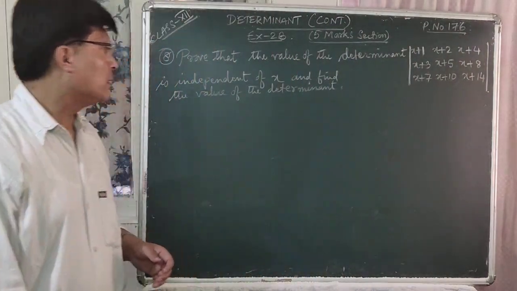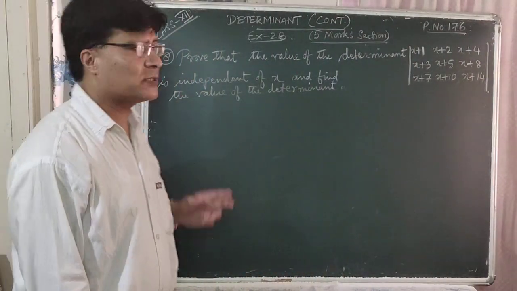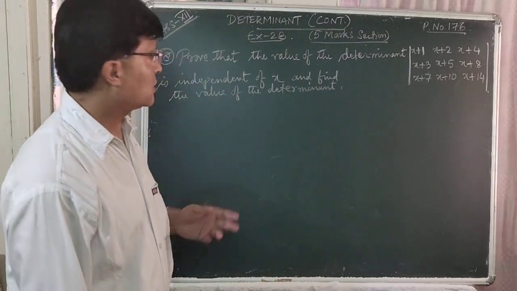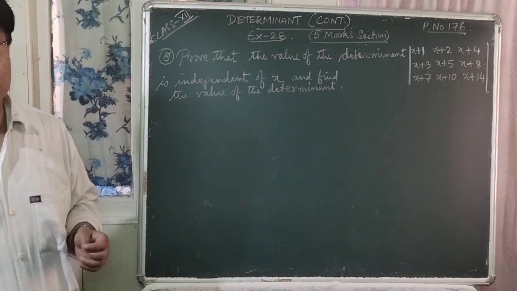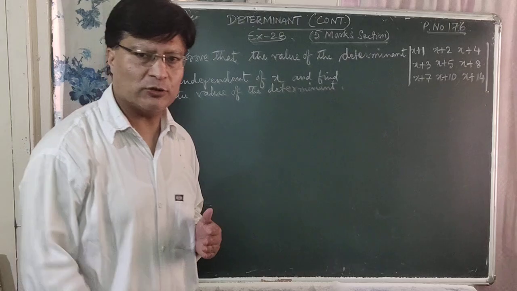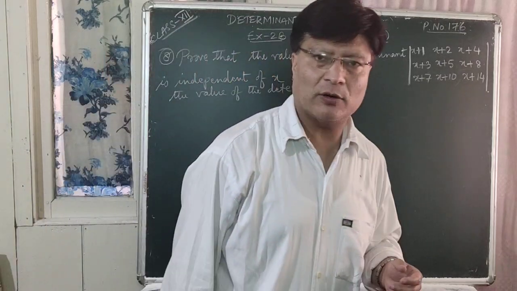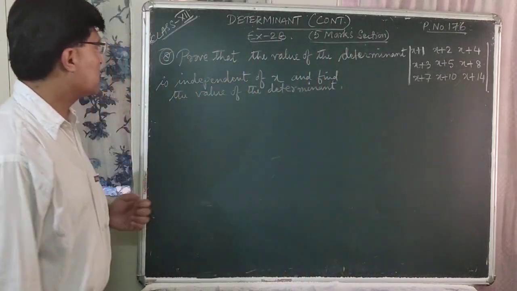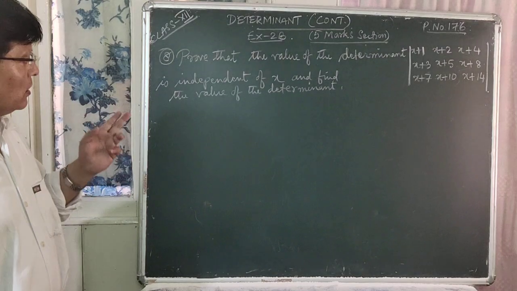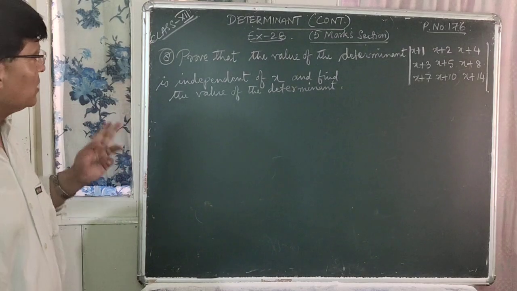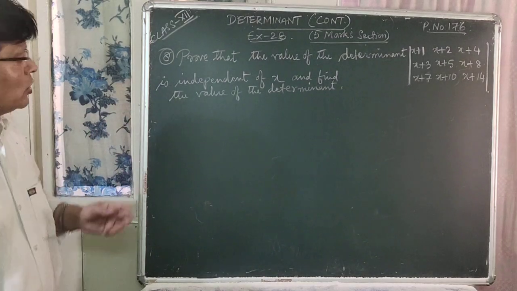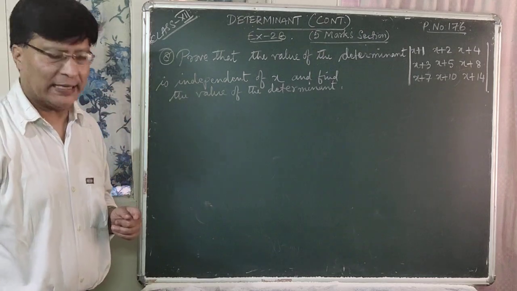Now, I am continuing the class for class 12. The subject is mathematics. The topic is determinant. This is the continuation part of the last online class, right? In the last online class, we did question number 7. So let's do question number 8.